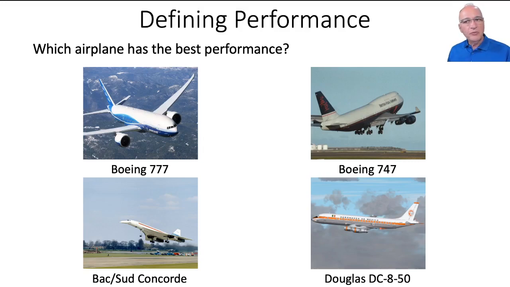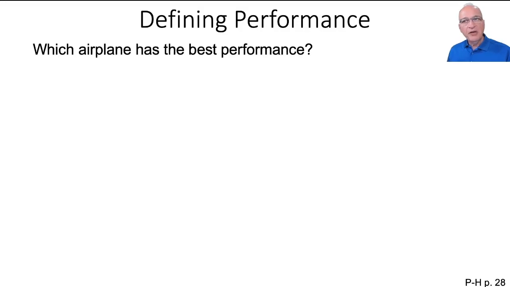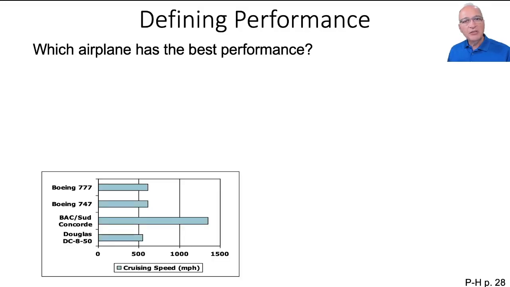You may jump and say, well, the Concorde is the best performance because it's the fastest airplane. And you'd be right if my problem was to find the fastest airplane to get somewhere. However, if I compare the airplanes with different metrics, I'm going to have different answers. For example, if I want the cruising speed that is the fastest airplane, my problem is to go from point A to point B in the shortest amount of time. My choice would definitely be the supersonic Concorde.